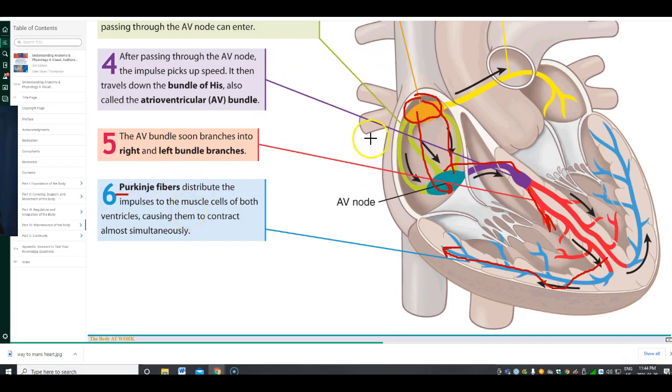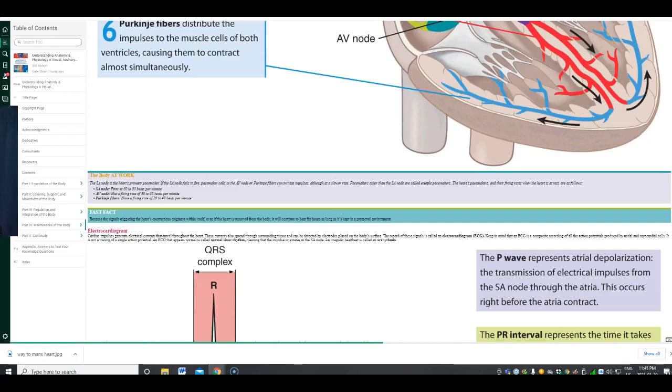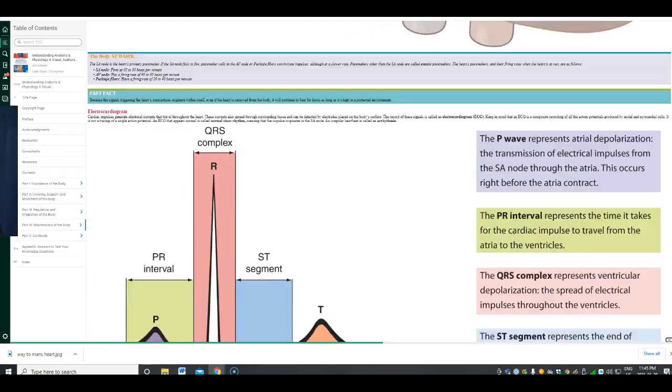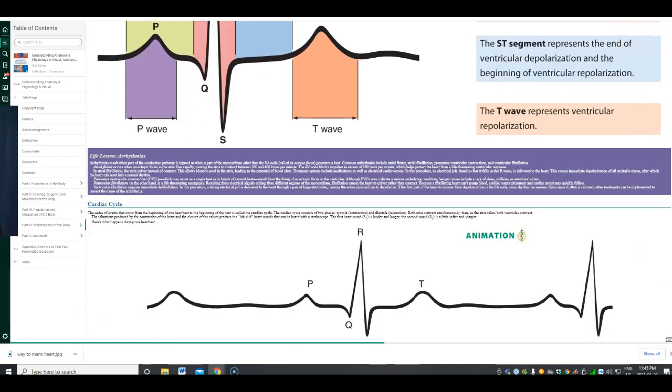So this is the order it goes through, and as the signal goes through, it causes a contraction in a certain way, and the electrical signal changes as it goes. The electrical signal causes different activity as it moves through. That electrical activity is picked up by an electrocardiogram.